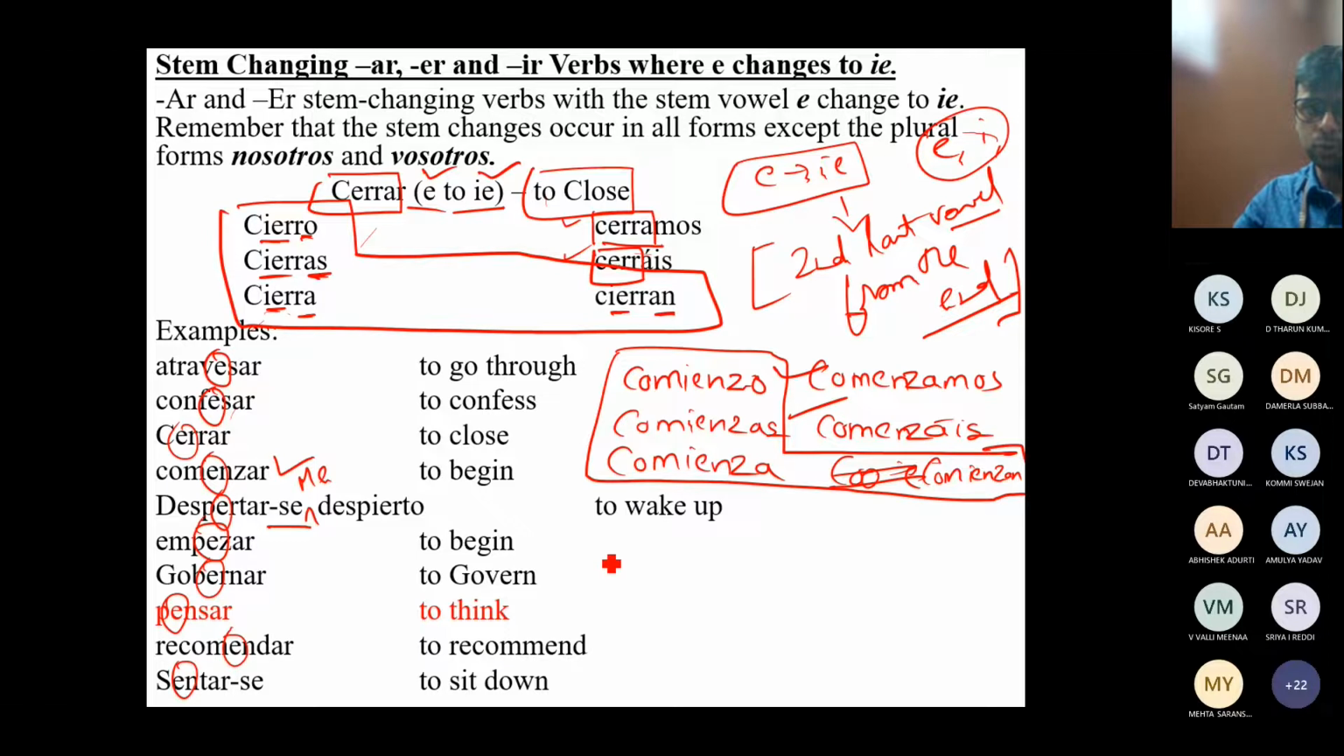Despertarse is a reflexive. Let me do it, at least this one. So reflexive plus stem changing. So stem part is clear. What will you change? And being a reflexive, this se will change into different forms. So it will be me, te, se, nos, os, se. So starting with the first one, despierto. Okay.